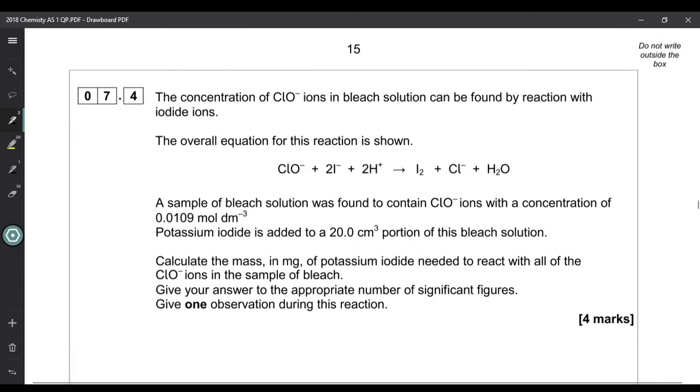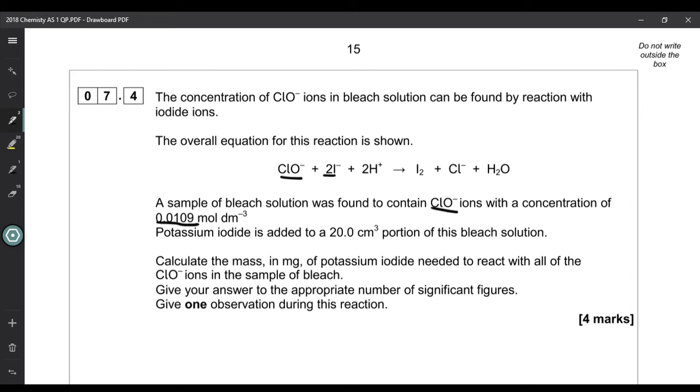Right, so this question is going to ask us to do a calculation. So we've been given the equation. Now things to note with this, we've got a ratio of 2 iodines to every ClO minus, and we've got a sample of bleach which was found to contain the ClO minus ions at 0.0109 moles per dm to the minus 3.